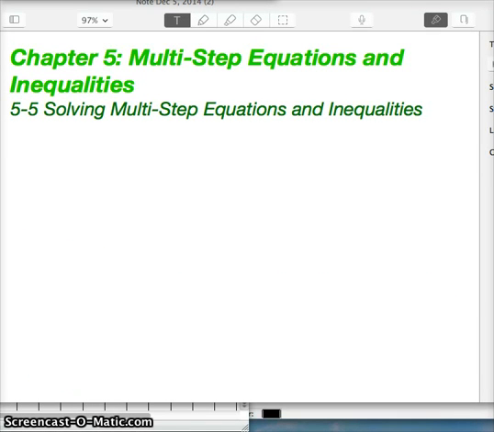Hi, we're at Chapter 5, Multi-Step Equations and Inequalities, and we're on the last section. In Section 5.5, we're going to be solving multi-step equations and inequalities. We have a few vocabulary terms, so let's take a look.